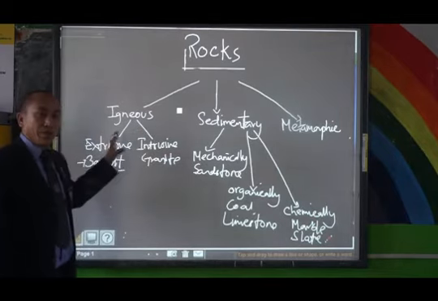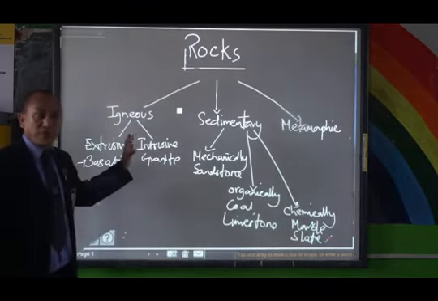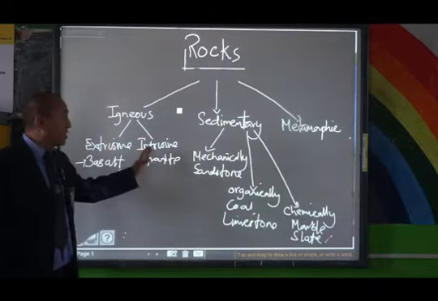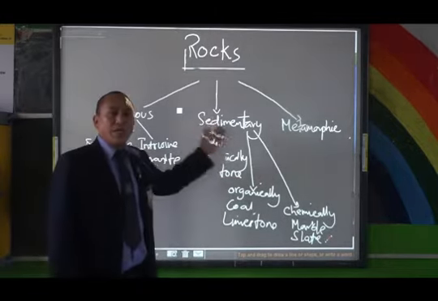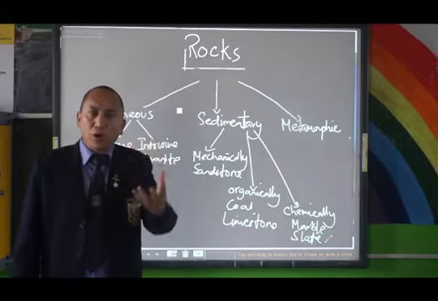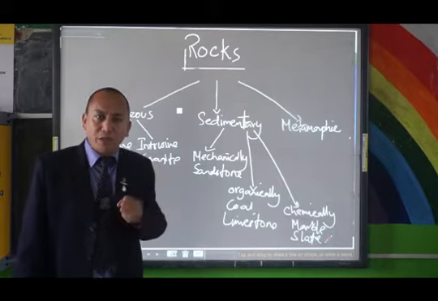See, igneous rock, I've told you what it is. Different types of igneous rocks are there: extrusive igneous rocks and intrusive igneous rocks. Now we come to sedimentary rocks. What is a sedimentary rock? I told you. A sedimentary rock is a rock which has been formed when the sediments are compressed.